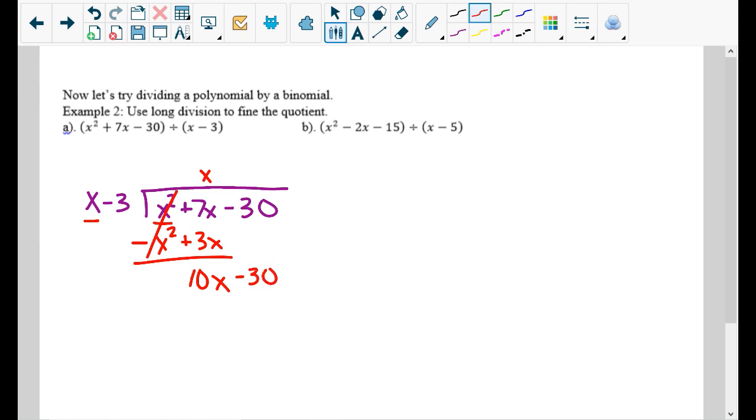Again, I'm looking, what do I need to multiply x by to get 10x? So what times x gives me 10x? Well, 10. So I'm going to add 10 here. So 10 times x is a positive 10x. 10 times negative 3 is a negative 30. Again, we're subtracting, so minus negative becomes positive. So 10x minus 10x, 0. Negative 30 plus 30 gives me 0. No remainder. And there's my answer, x plus 10. So again, there's my two factors of x squared plus 7x minus 30: x minus 3 and x plus 10.